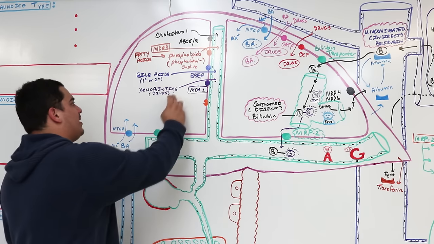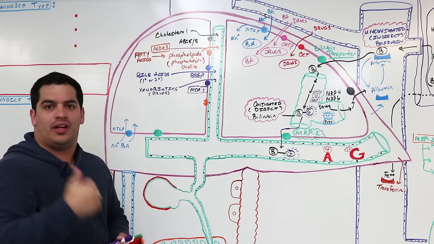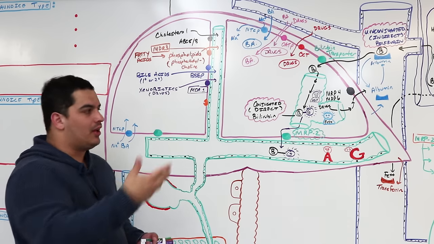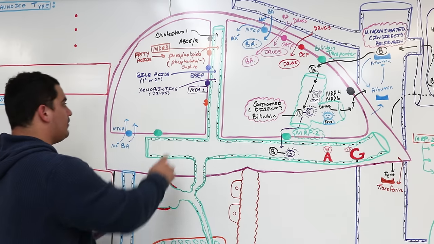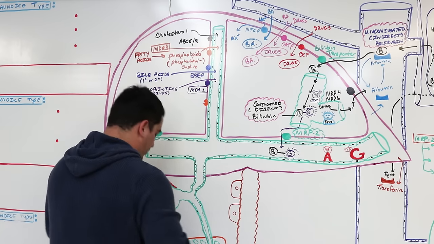Okay, and again, this assumes that these xenobiotics have been modified via the P450 system and the conjugation, phase 1 and phase 2. The next one here is this orange.